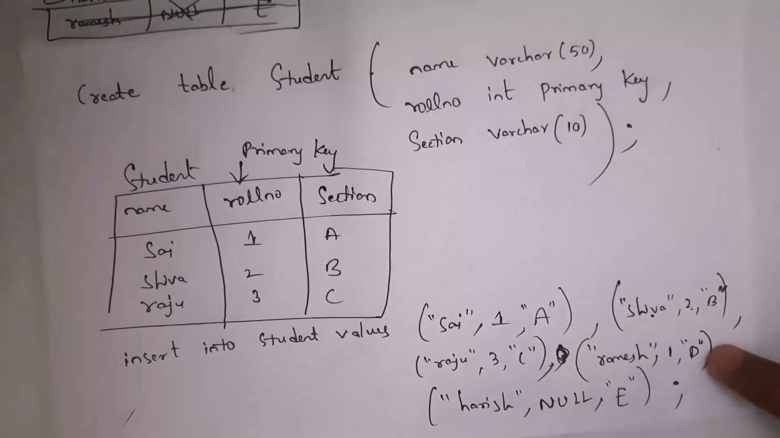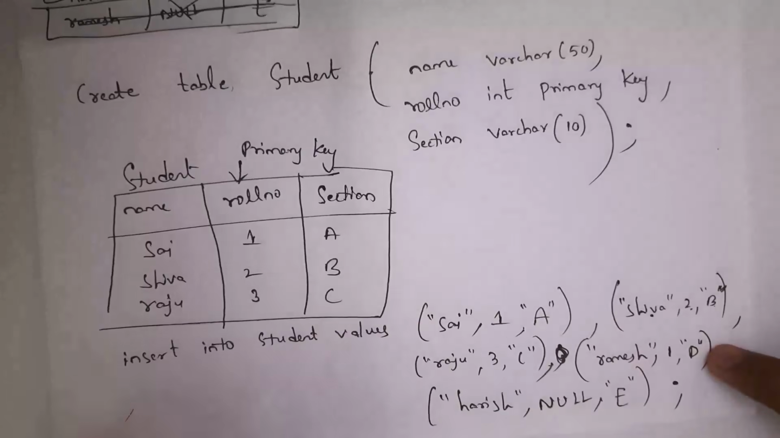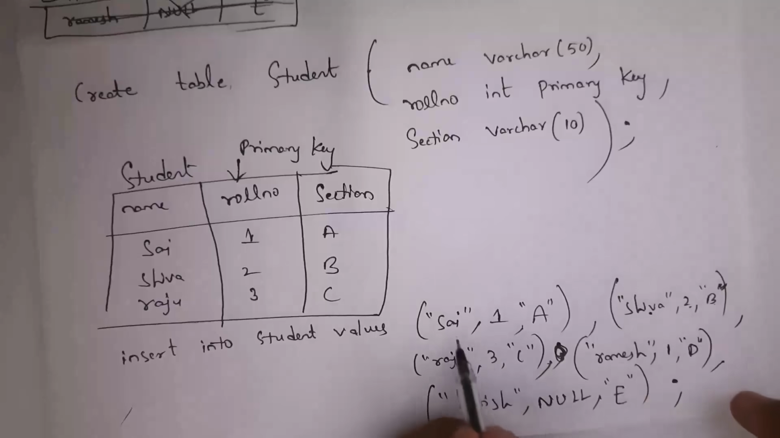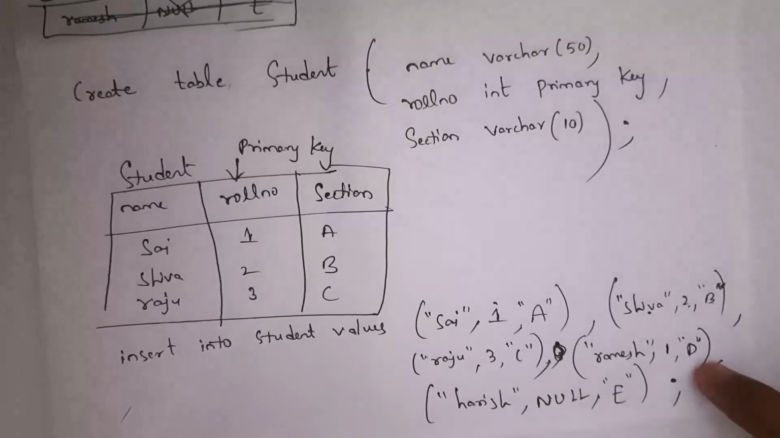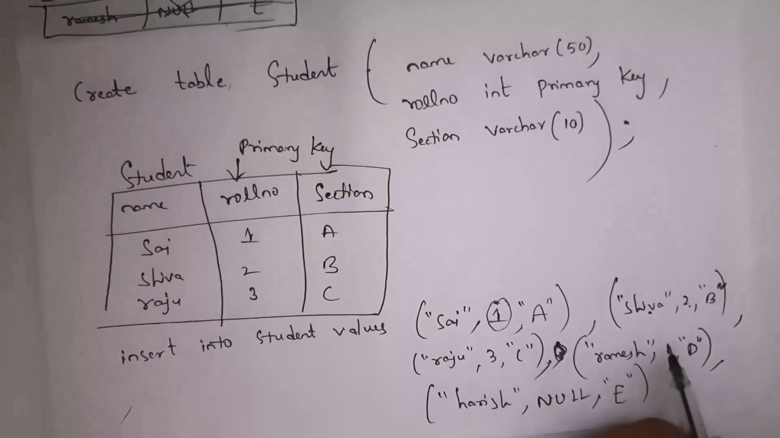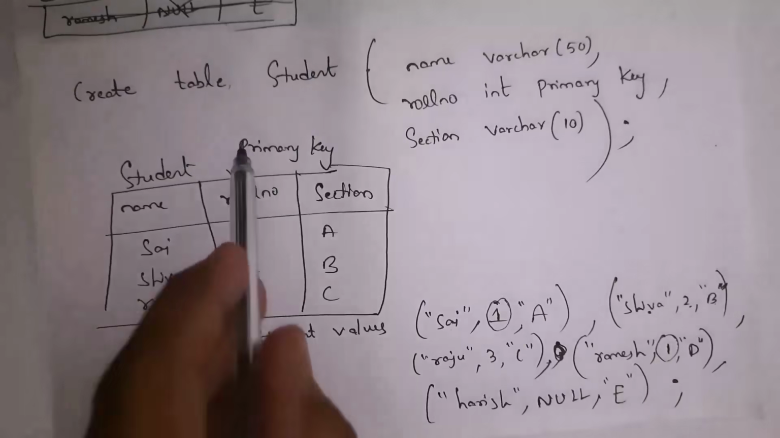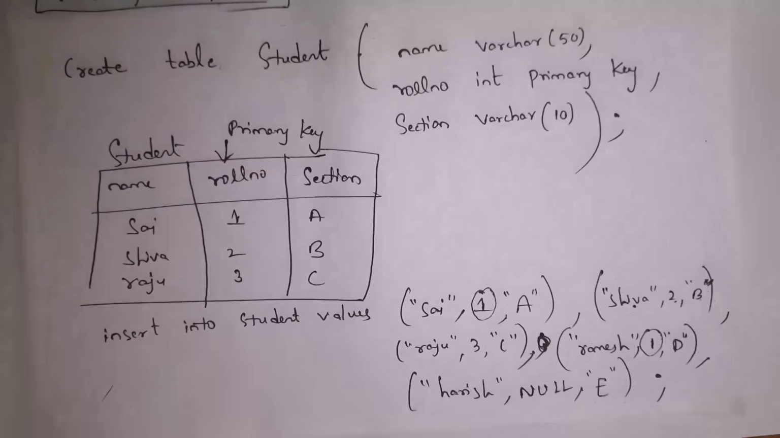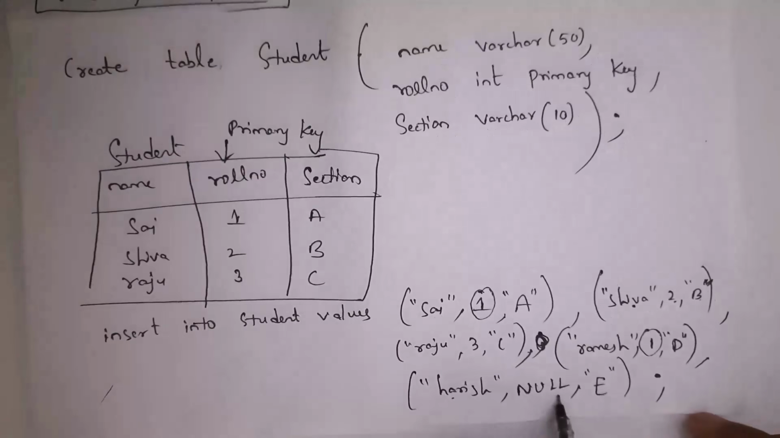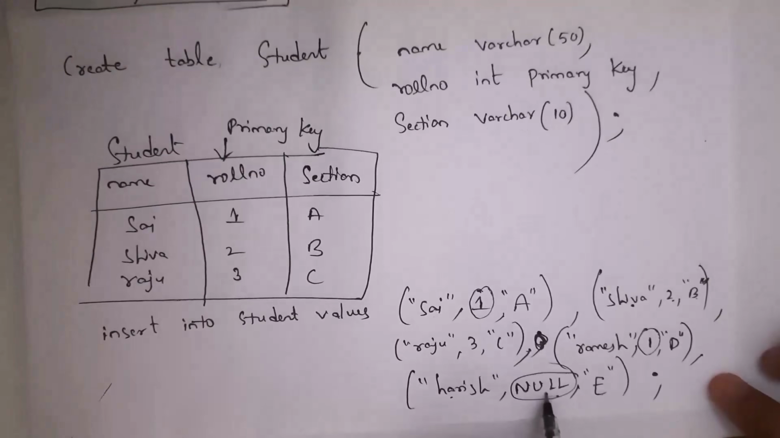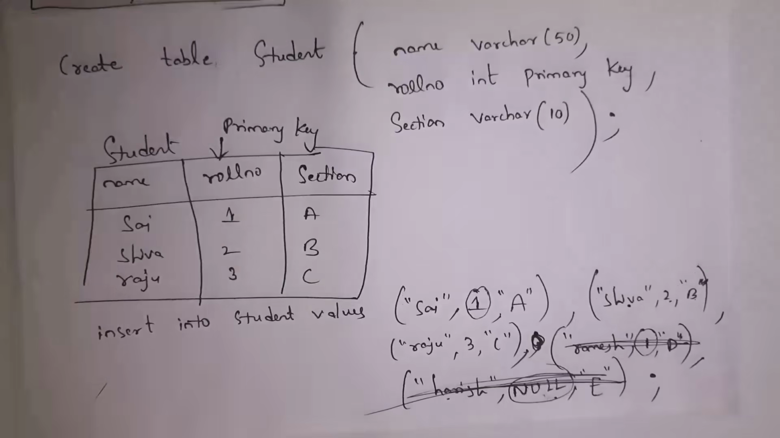Give a semicolon at last. Guys, whenever you write this code and click enter, it will display an error, because here already for Sai I gave rule number 1. So again for Ramesh I gave rule number 1. Duplicate values are not accepted because I gave a primary key for the rule number column, and also for Harish I gave a null value. Even null values are not accepted. So don't write these two records.